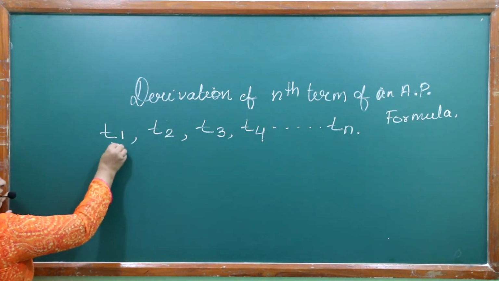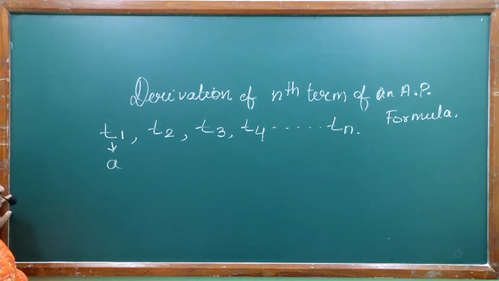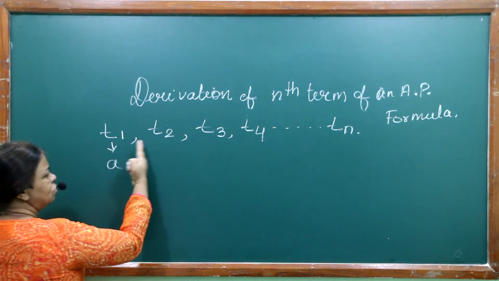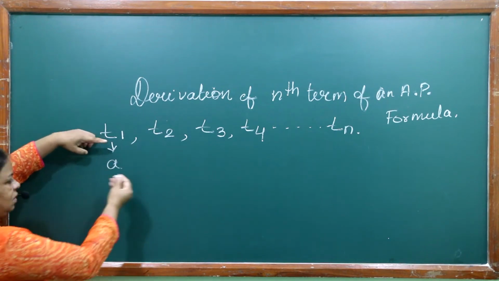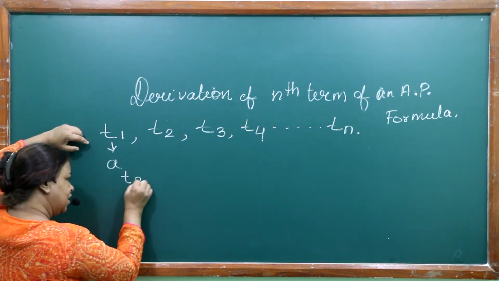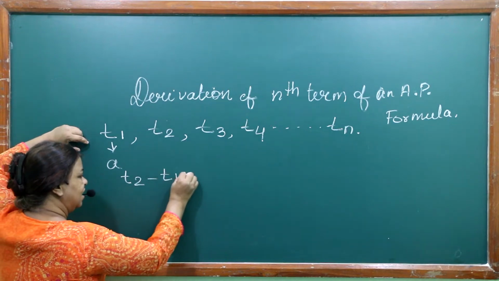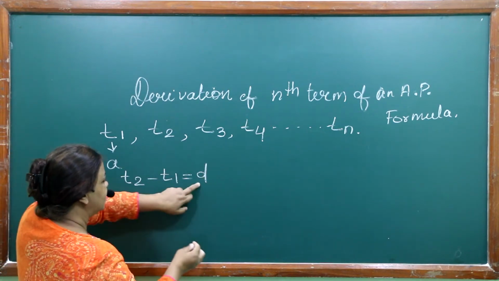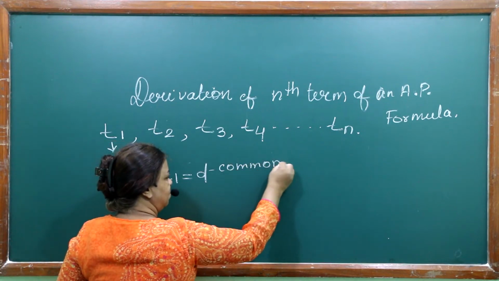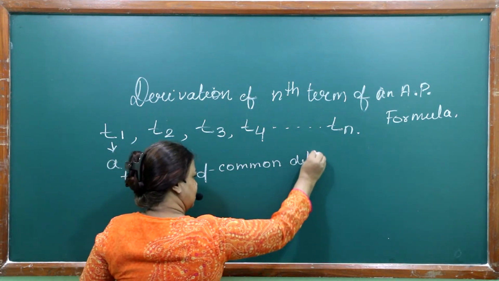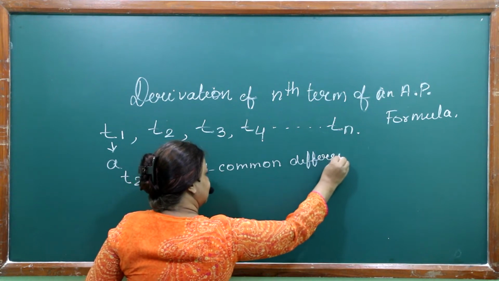So T1 is nothing but A, known as A. If we want to know the difference between two consecutive terms, as we have done previously, T2 minus T1 is equal to D. This is known as the common difference, which we did in the previous exercise.